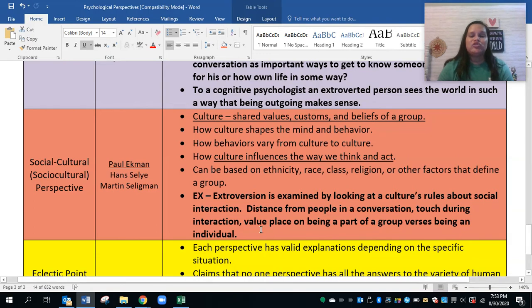So if we're relating extroversion here, extroversion is examined by looking at a culture's rules about social interaction. So all the things like the distance we keep from people while we're having a conversation. Do we touch their shoulder? Is it more important to be part of a group versus an individual? Like in collectivist versus individualist cultures, that stuff ties in here to the sociocultural perspective.